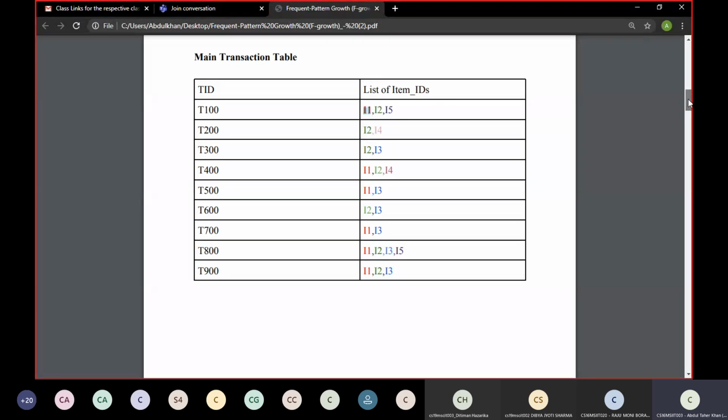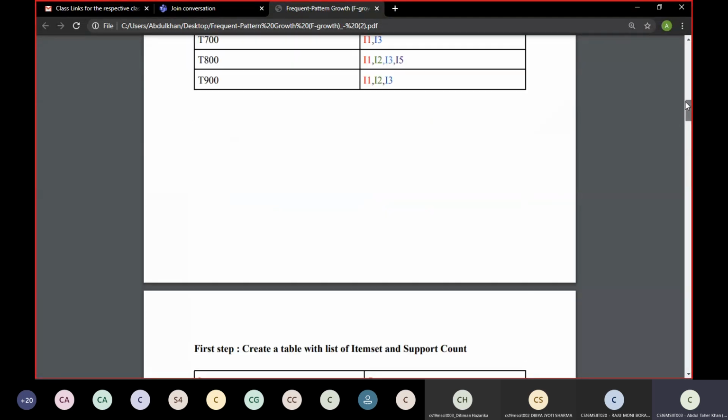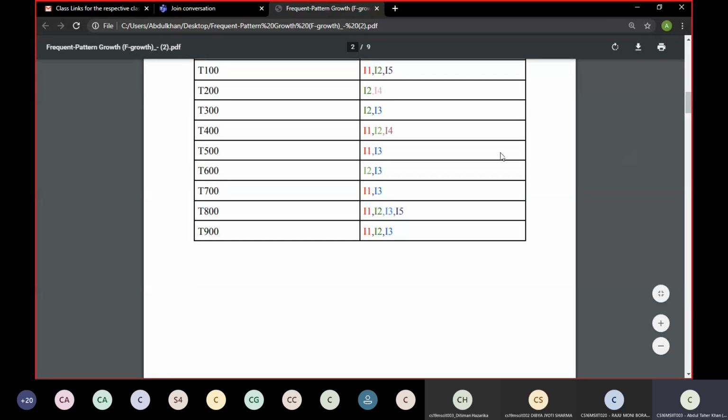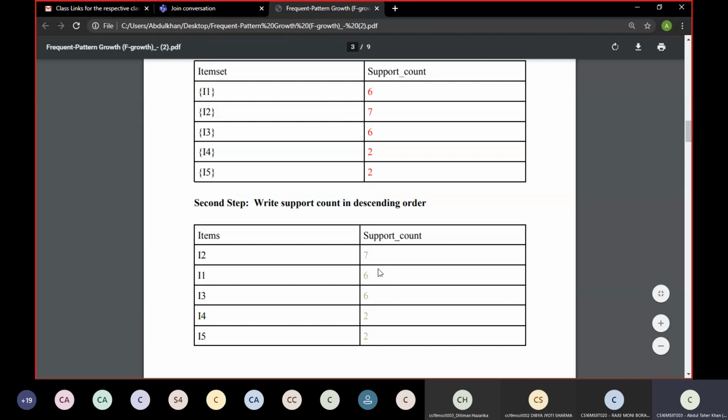The support count means how many times I1 has occurred. Here I1 occurs 6 times. We can see that 1, 2, 3, 4, 5, 6. And I2 occurs 1, 2, 3, 4, 5, 6, 7 times. We will construct this table, then write the support count in descending order: 7, 6, 6, 2, 2. I2 has occurred 7 times, I1 has occurred 6 times, and I3 has occurred 6 times, and so on.